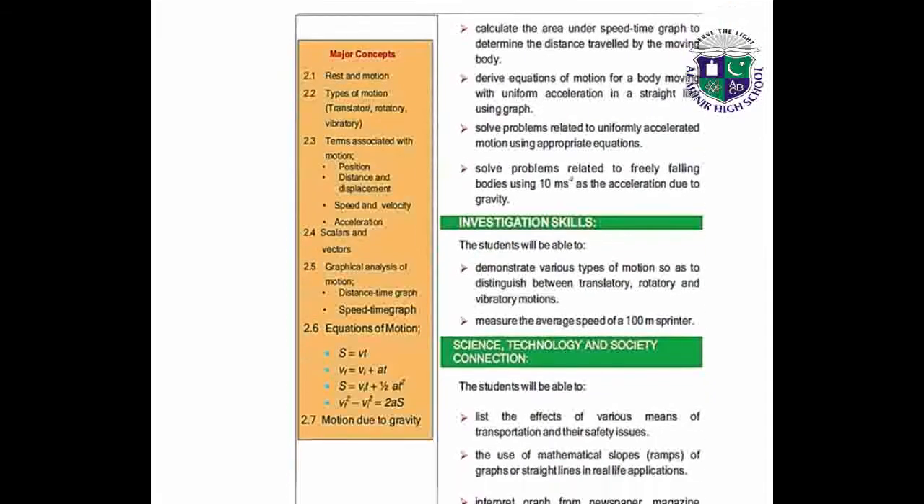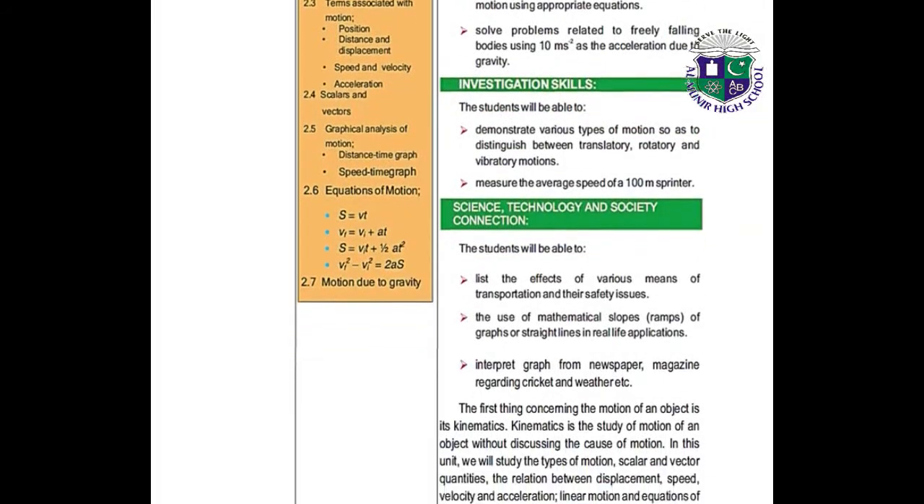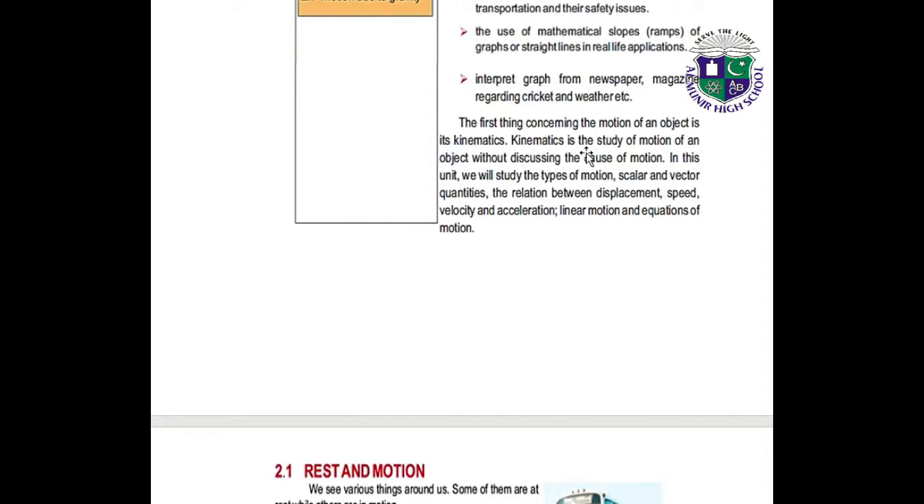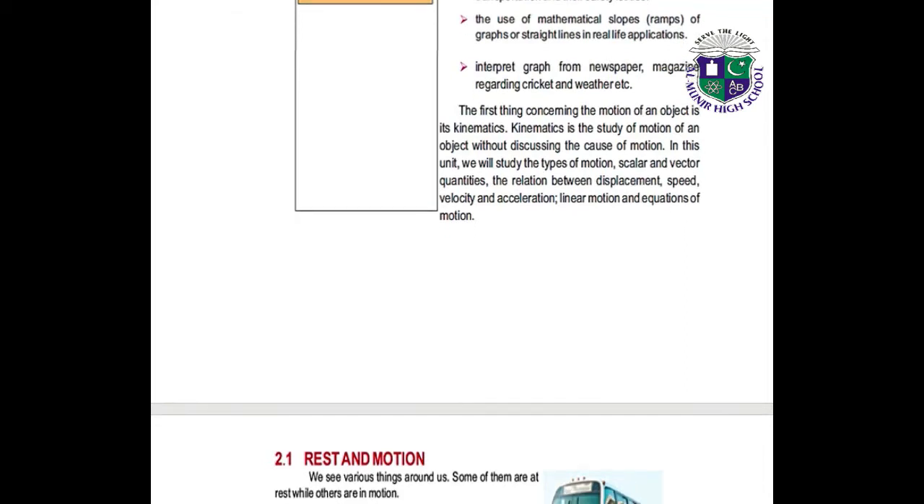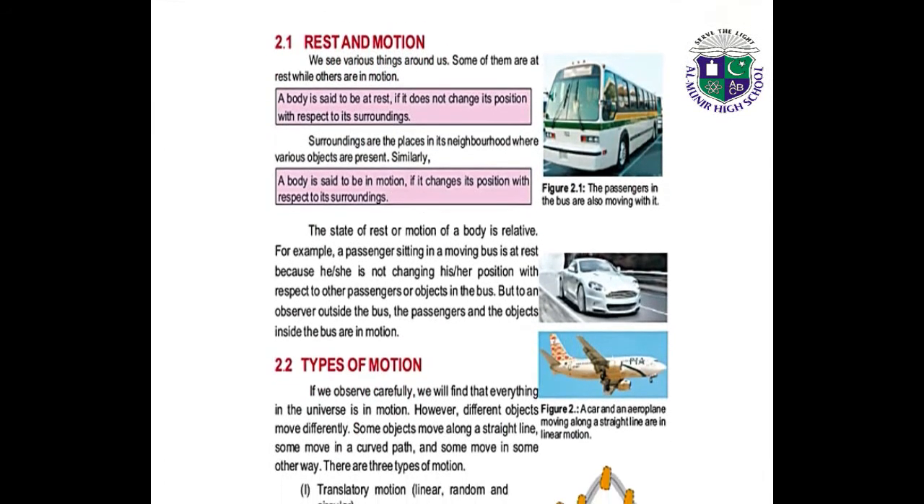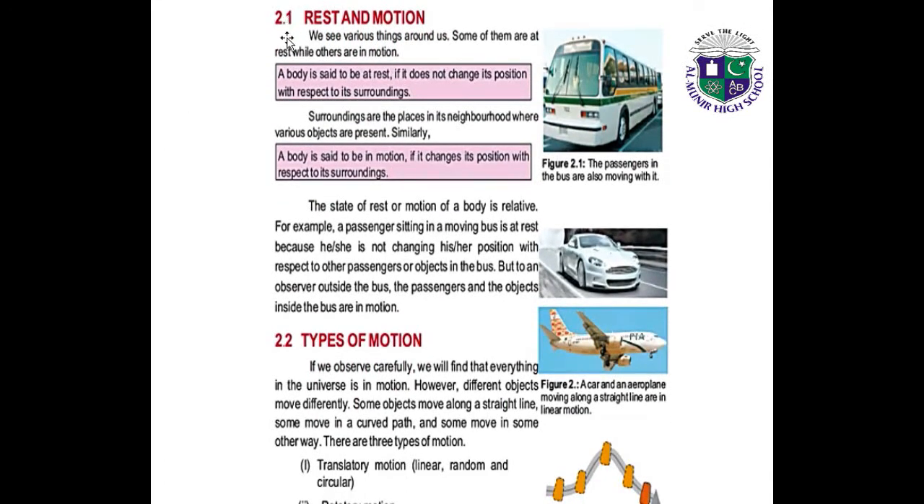First of all, you have to learn the definition of kinematics. What is kinematics? Kinematics is the study of motion of an object without discussing the cause of motion. So in this unit, we will study the types of motion, scalar and vector quantities, relationship between displacement, speed and velocity. First of all, our first topic 2.1 is about rest and motion.